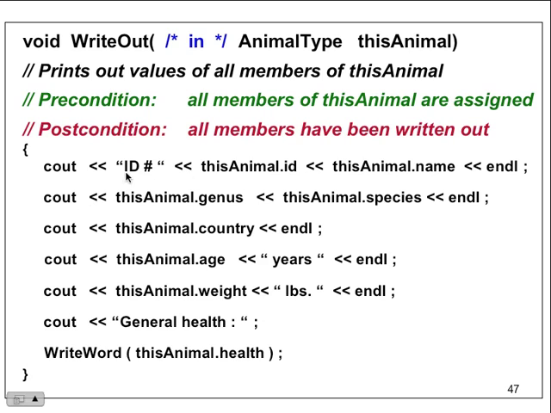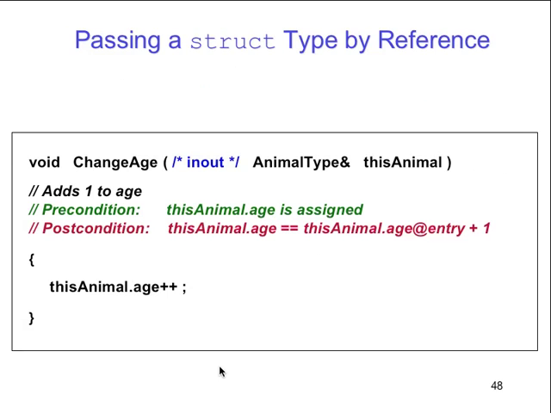And what we see now is cout, cout, cout, and we're using the dot notation to print out all of the pieces that are part of this aggregate that we sent of this animal. And then we're going to write the word, this is another function call, thisAnimal.health as an example, to print out that enumeration value. Passing a structure type by reference.